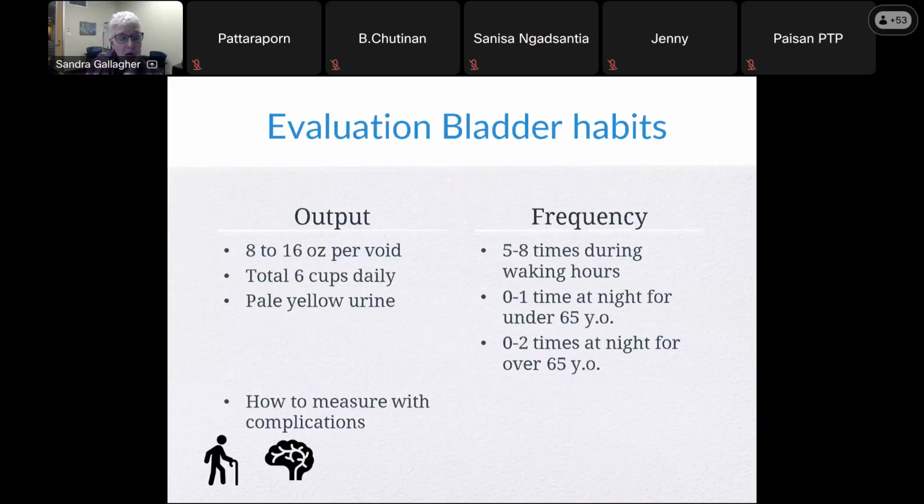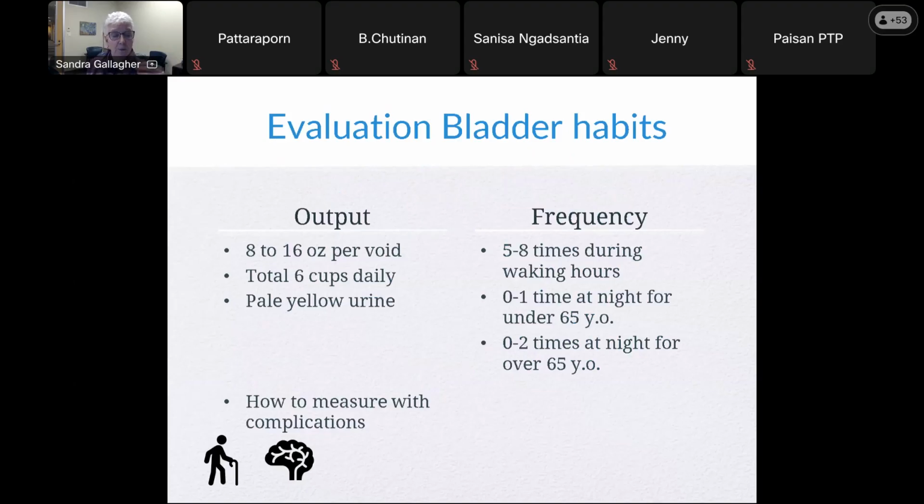When people are urinating, sometimes we'll have people measure the urine. There's something that we use called the hat to measure that. And in an adult, you're wanting their output to be around 8 ounces to 16 ounces, so 1 to 2 cups each time they void. And the total is about 6 cups daily, and it should be pale yellow. It is not always easy for people to measure, so particularly think about the coordination and the vision needed for doing that for people who are older or people who have had some neurologic impairment.